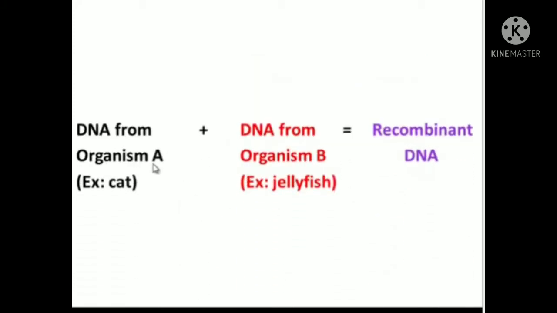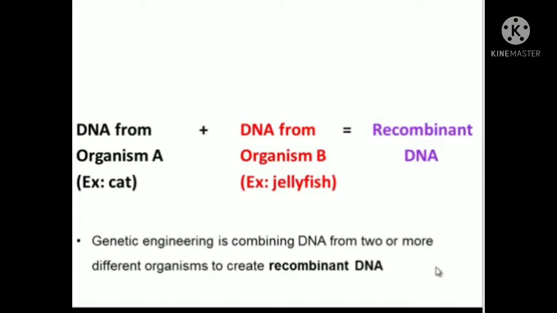Taking DNA from one organism, combining it with another organism, and getting recombinant DNA from two different sources. Now, in the case of our glow-in-the-dark cat, most of the DNA came from the cat, but it receives a gene from a jellyfish that allows it to glow in the dark. Now, you might be wondering how it's possible to combine DNA from a cat with DNA from a jellyfish. Those are two different organisms.